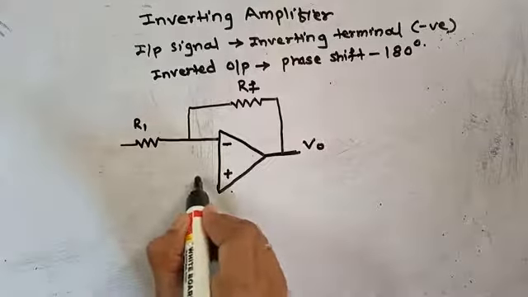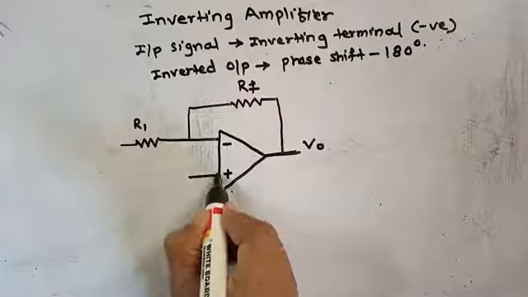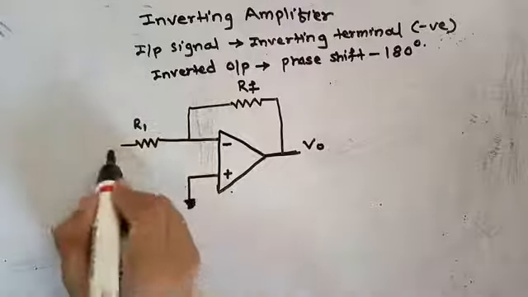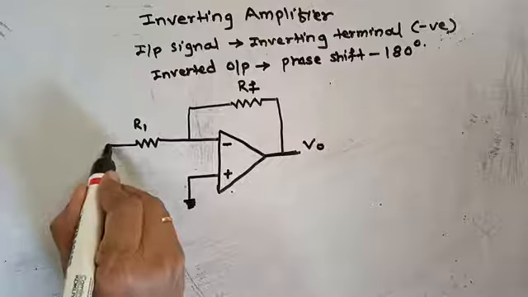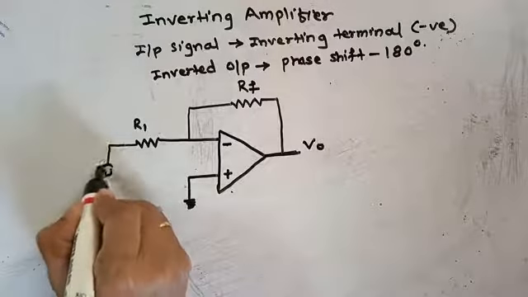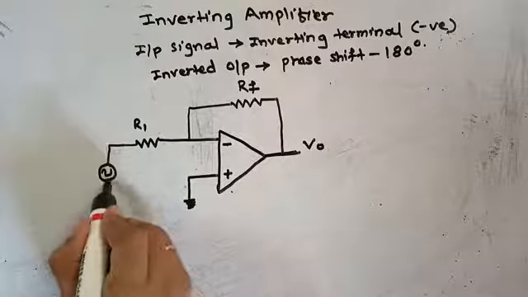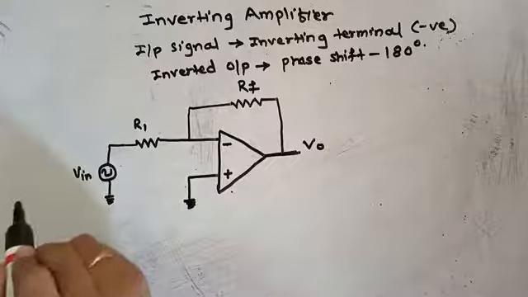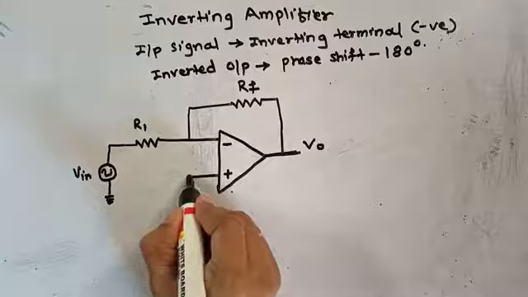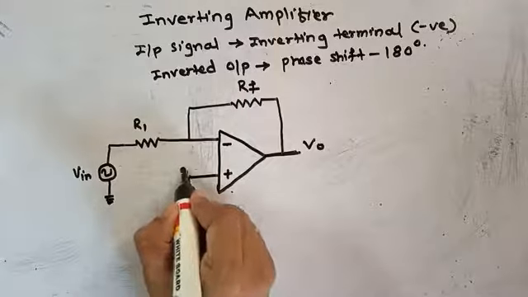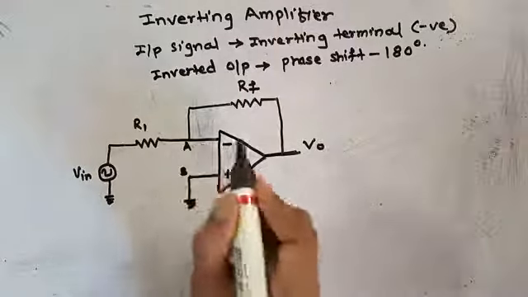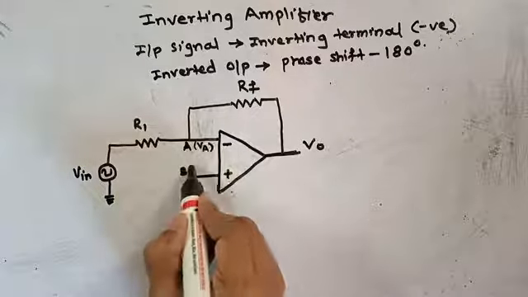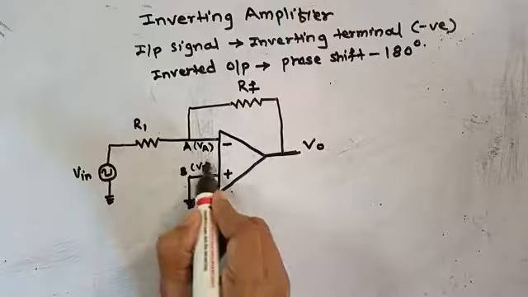The second terminal, the non-inverting terminal, is connected to the ground. And I can give the external signal, that is V in. The voltage at this point, we can say this is point B and this is point A. So the voltage at this point is VA, and the voltage at this point is VB.